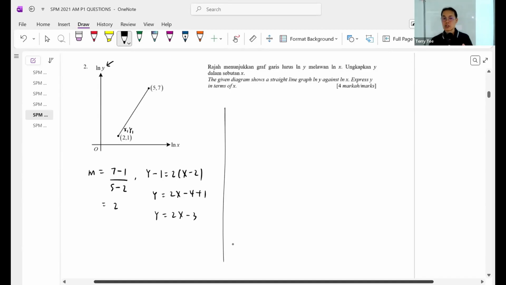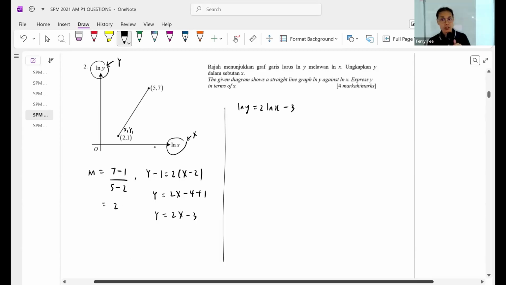Okay? And your big Y is what? Your big Y is your ln y. Remember, the variable in your y-axis is your big Y. Variable in your x-axis is your big X. So we need to replace your big Y with ln y. Replace your big X with ln x.